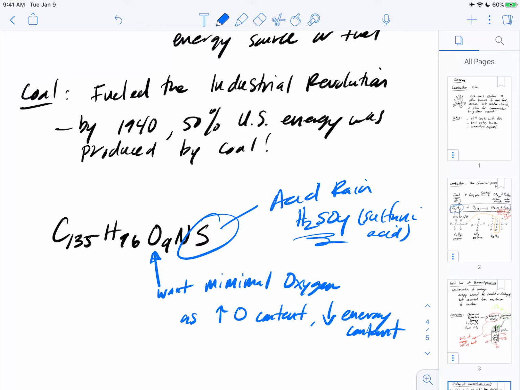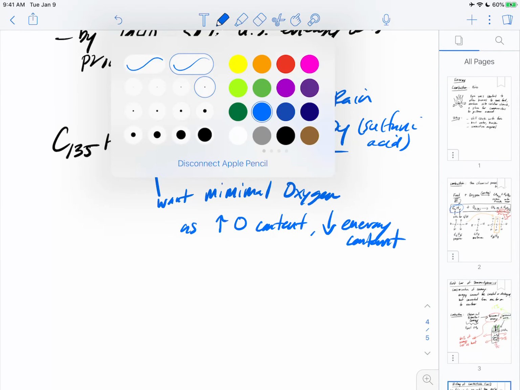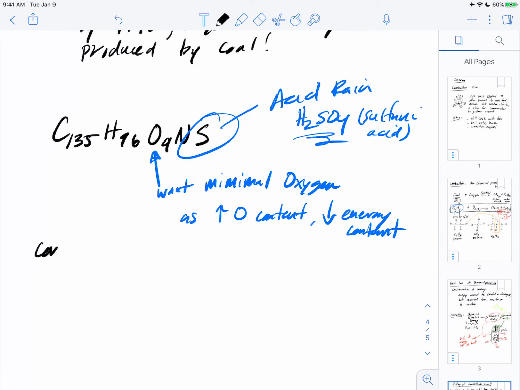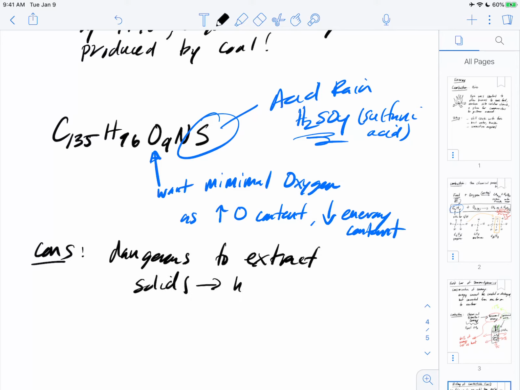So again, one of the byproducts, and we saw a lot of soot that came out of the Industrial Revolution, a lot of pollution. So that's coal. Some of the other cons, well, let's look at the cons first of what made coal not the greatest. It was actually dangerous, still is dangerous to extract in general. If we look at energy sources, solids are harder to extract. Not only are they harder to extract, but also to move around.